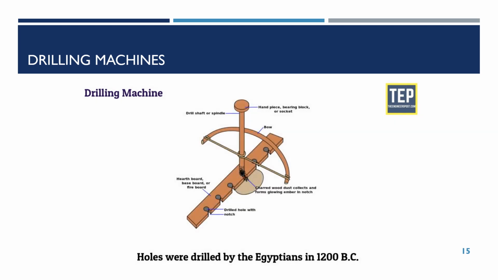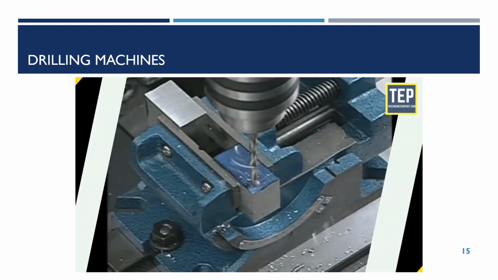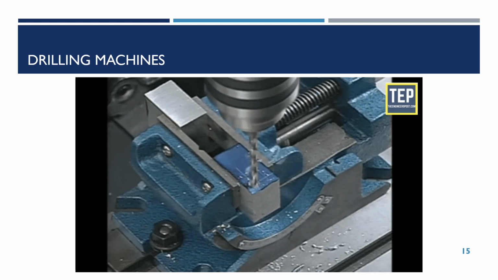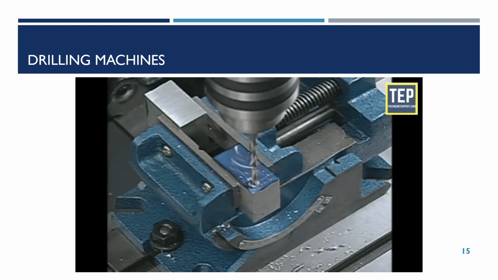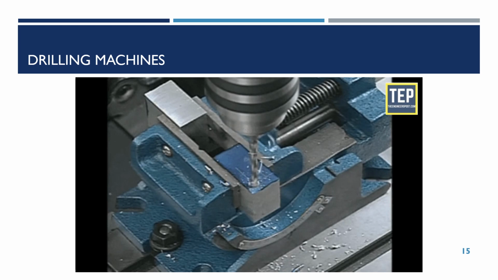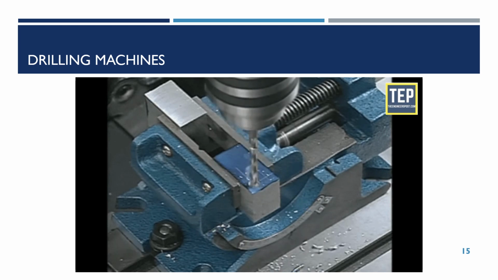Holes were drilled by the Egyptians in 1200 BC, about 3000 years ago, by bow drills. The bow drill is the mother of the present-day metal cutting drilling machine. In a drilling machine, holes may be drilled quickly and at low cost. The hole is generated by the rotating edge of a cutting tool known as the drill. It applies a large force on the work mounted on the table. As the machine uses vertical pressure to originate a hole, it is loosely called a drill press.